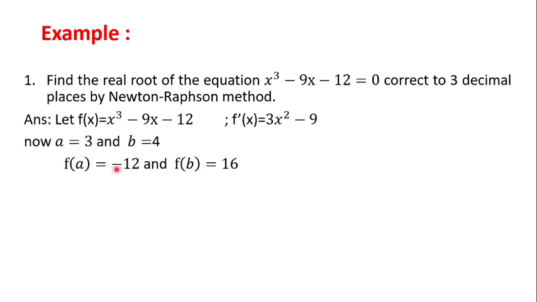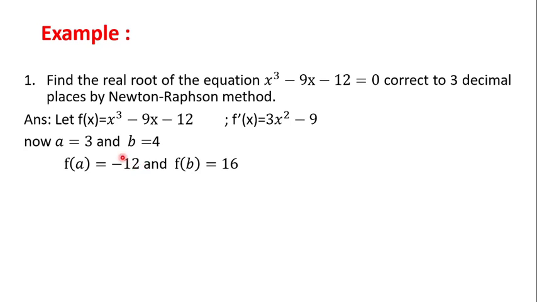In the Newton-Raphson method, we consider only one interval, because the formula is xn plus 1 is equal to xn minus f of xn divided by f dash xn. So among the two endpoints a and b, let us consider x0 as a or x0 as b. Here we use one trick: the endpoint whose function value is very near to 0 can be taken as x0.